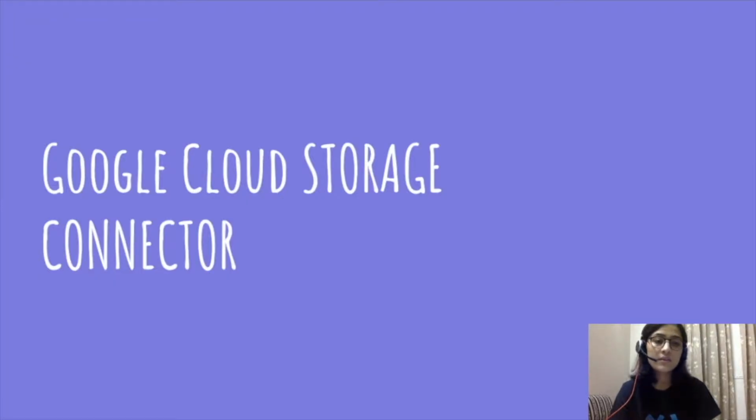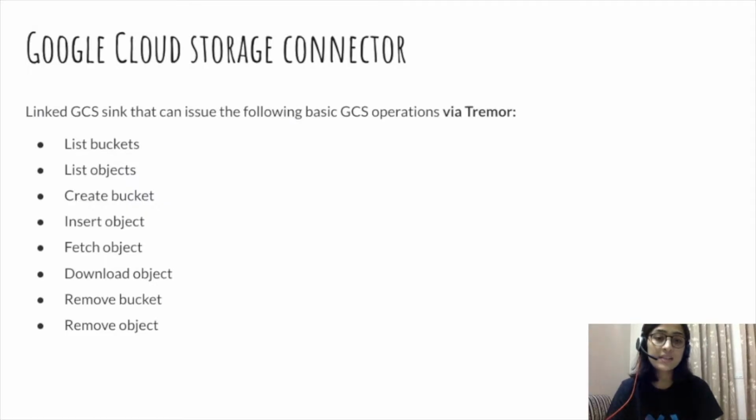So now let's look at the Google Cloud Storage connector. The GCS connector is nothing but a linked GCS sink that can issue the following basic GCS operations via Tremor: listing all the buckets that are there, listing all the objects in a specified bucket, creating a bucket, inserting an object to a bucket, fetching an object which involves fetching all the details of the object, downloading an object, deleting a bucket, removing an object from a bucket, and all of that.